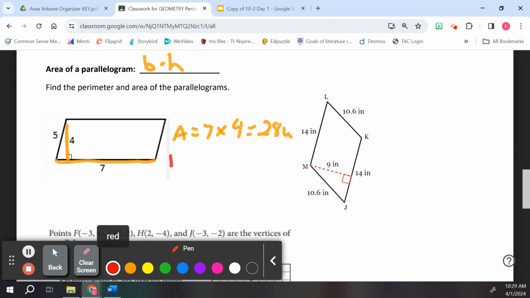Perimeter, though, you're not going to be able to use this height. You have to use the 5 here. So this will be 5 plus 5 plus 7 plus 7. Should leave you with 24. Oh, sorry, that's units squared, my fault. And this will be 24 units.